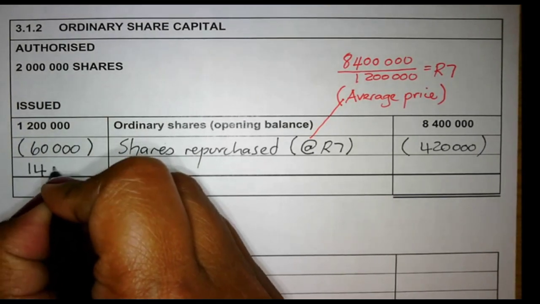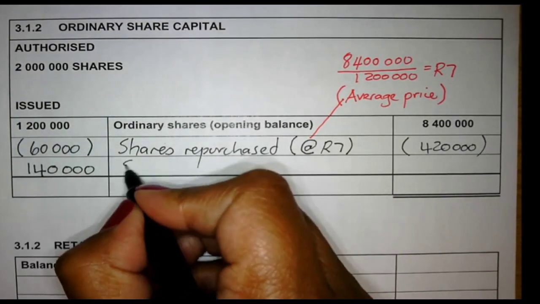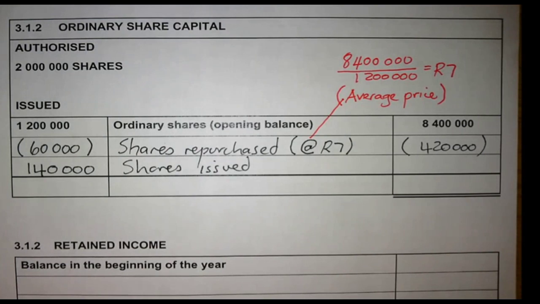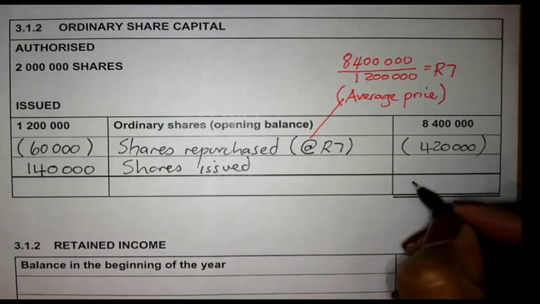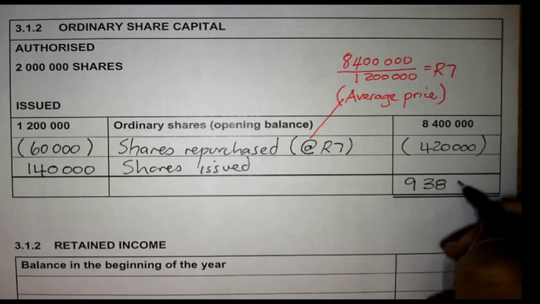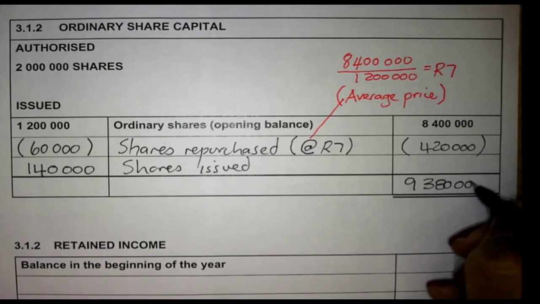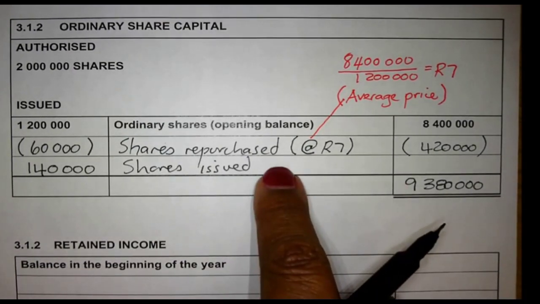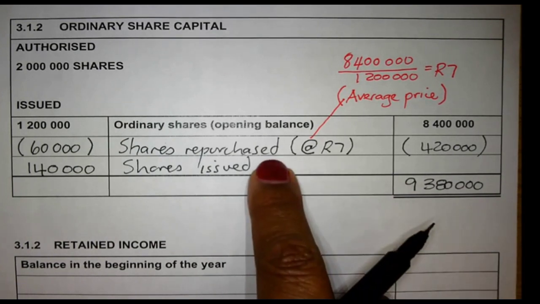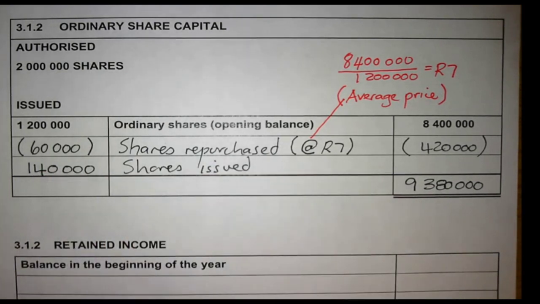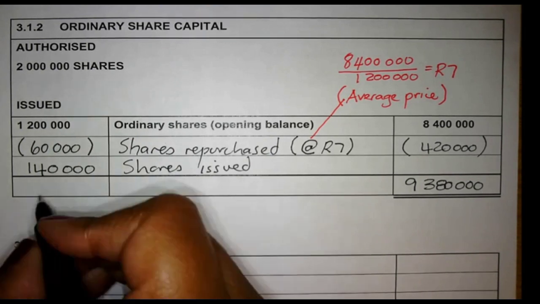No problem. Then I issued 140,000 shares. And they don't tell me what I issued it at, so I don't know. But remember the closing balance that I referred you to? They must always give you enough information to be able to work it out. So don't get stuck. If they don't give you the closing balance, then they must give you the issue price. In this case, they gave you the closing balance. If they give you the issue price, you simply say 140 times the issue price, but they didn't give it to you.